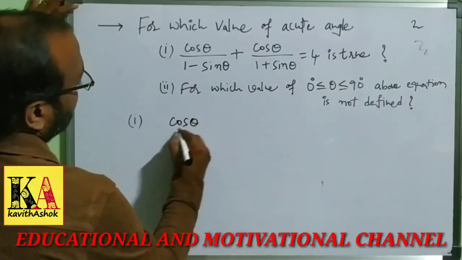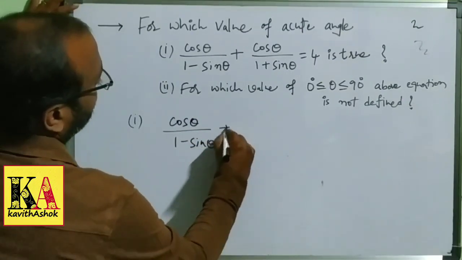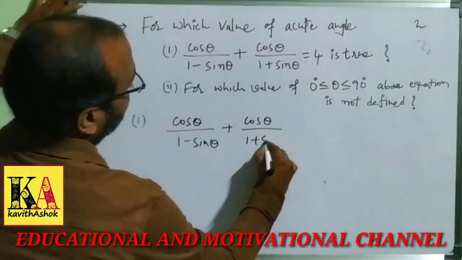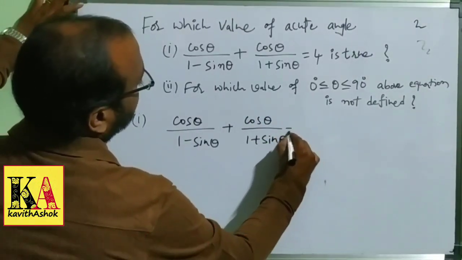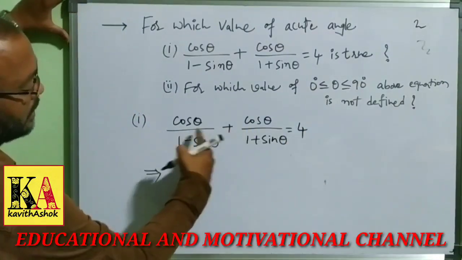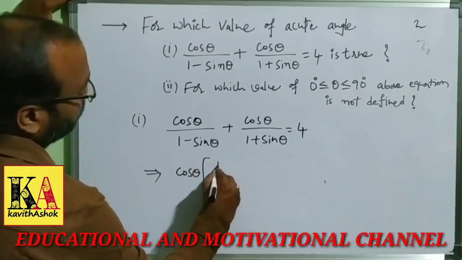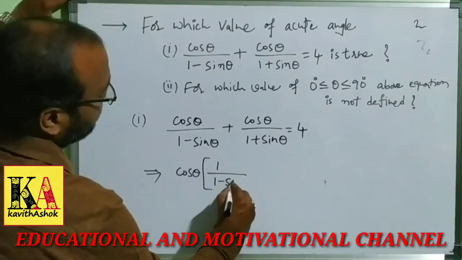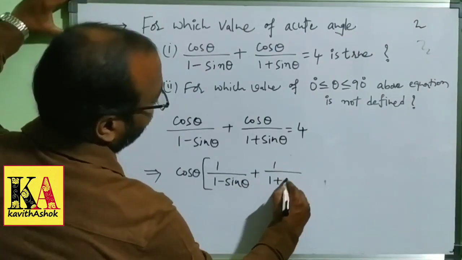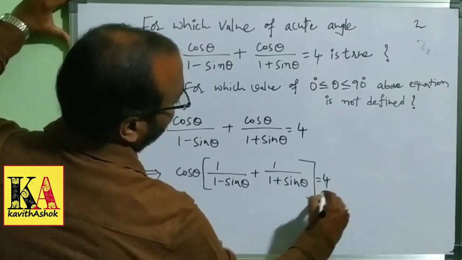What is given here? Cos theta by 1 minus sin theta plus cos theta by 1 plus sin theta is equal to 4. Right. In the numerator both contain cos theta, so first take cos theta common: 1 by 1 minus sin theta plus 1 by 1 plus sin theta. This is equal to 4.